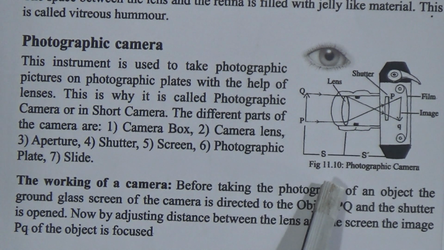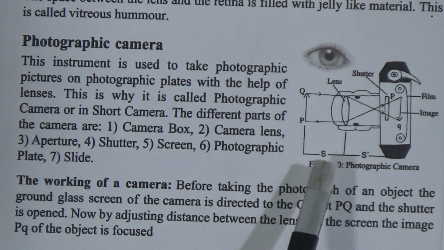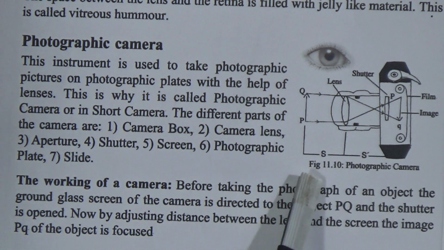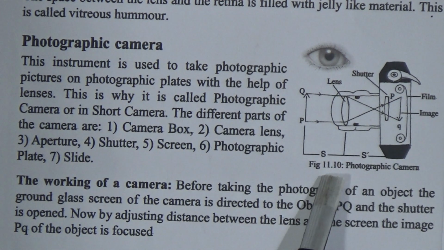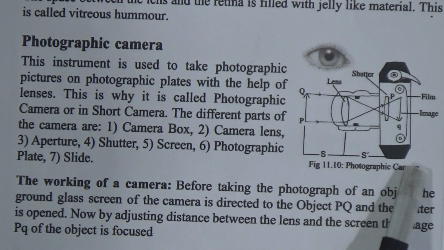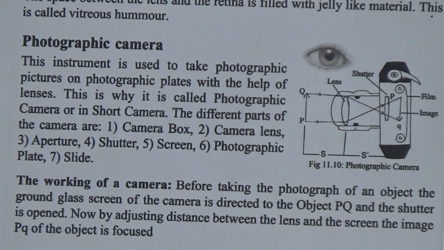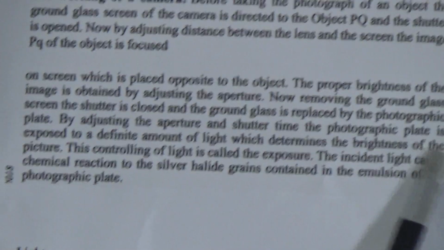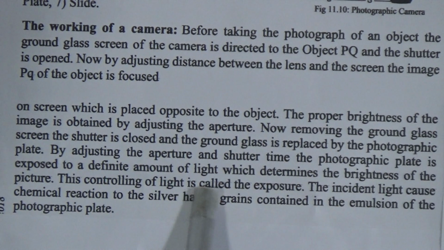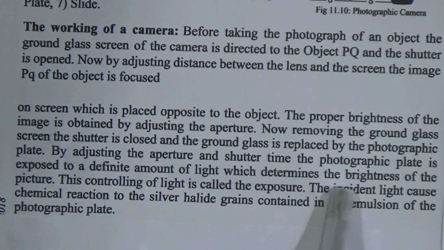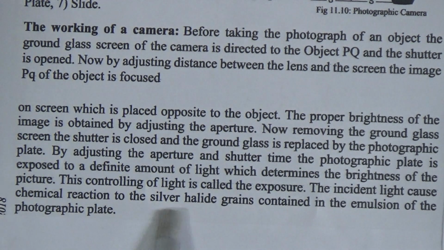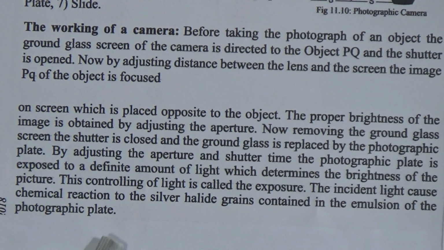Then on the screen placed opposite to the object, the proper brightness of the image is obtained by adjusting the aperture. Now, removing the ground glass screen, the shutter is closed and the ground glass is replaced by the photographic plate, exposed to a definite amount of light which determines the brightness of the picture. This control of light is called exposure. The incident light causes a chemical reaction of the silver halide grains contained in the emulsion of the photographic plate, and with this silver halide we get the image of that object.